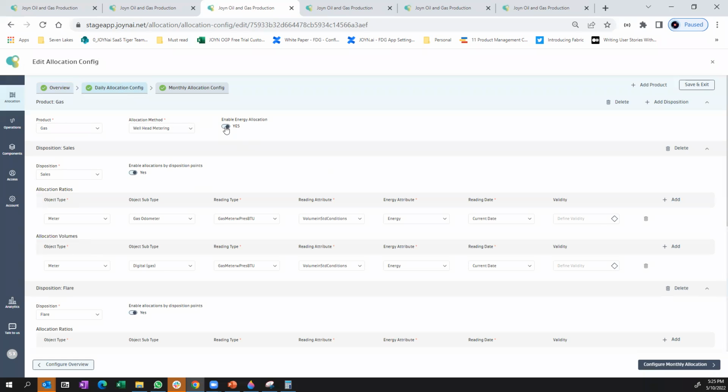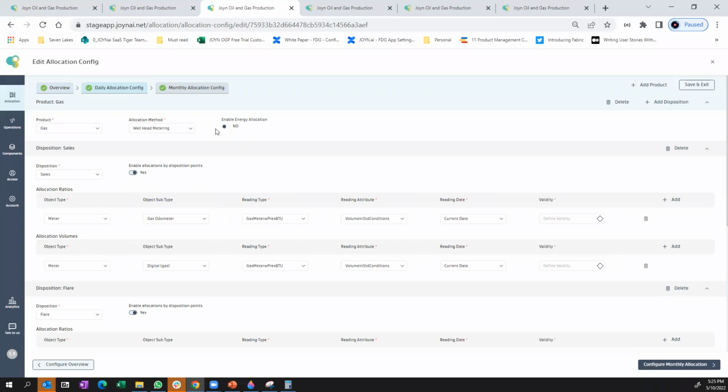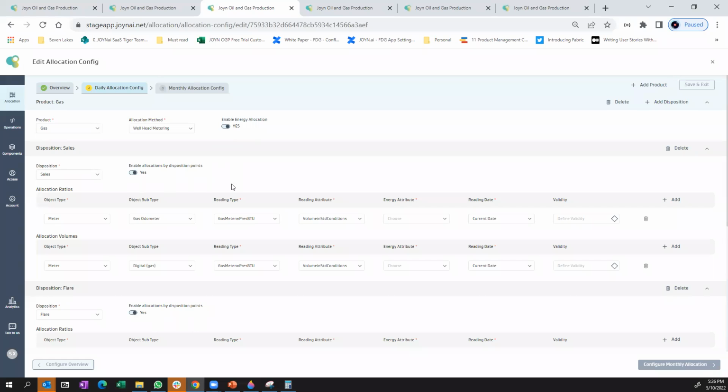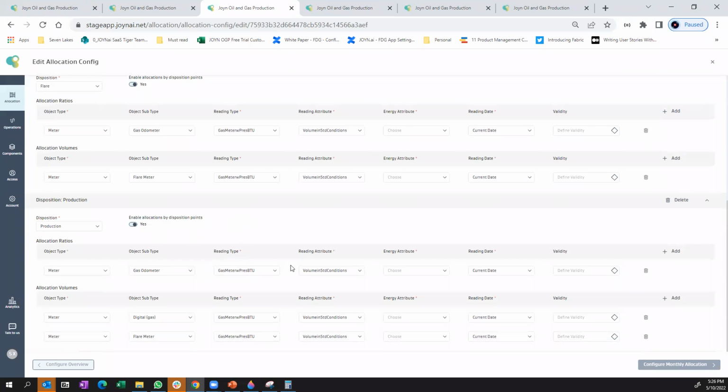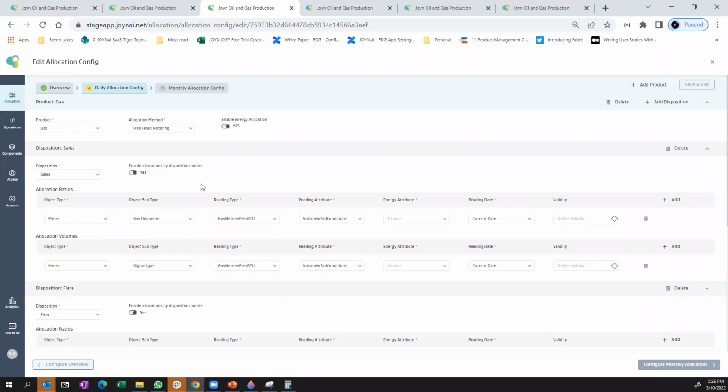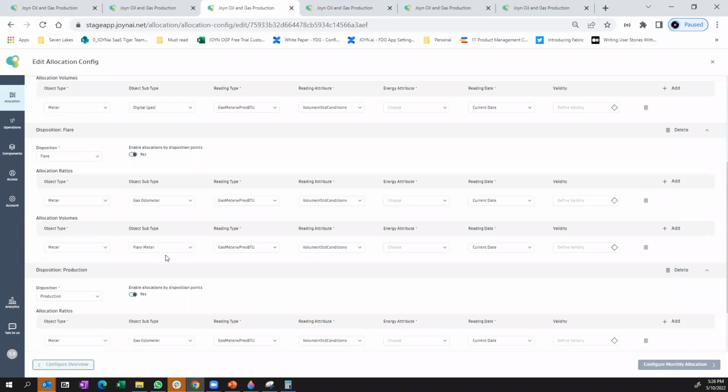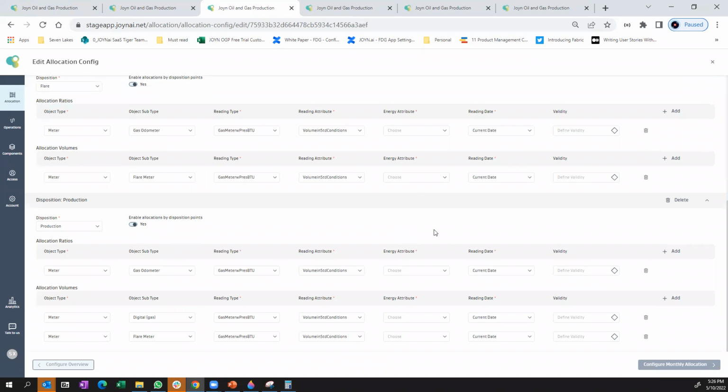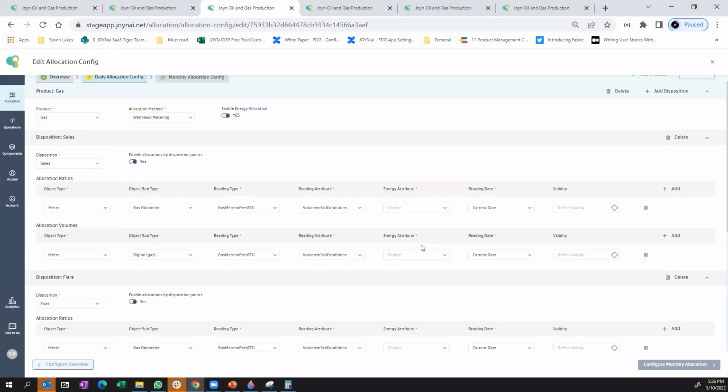And in the case of energy allocation, what you would notice is, so this is the standard setup where you would only have the object type, the object subtype, and the reading on the object, which essentially houses the volume source, which would be used for ratio allocation or the ratio basis. And when you enable energy allocations for any product, that gets enabled for all the dispositions configured for that product. So in the case of gas, you have sales, you have flare, and you have production. For all the dispositions, you would have the energy attribute enabled.